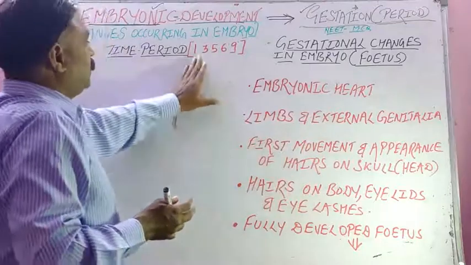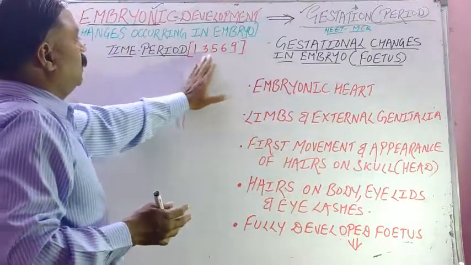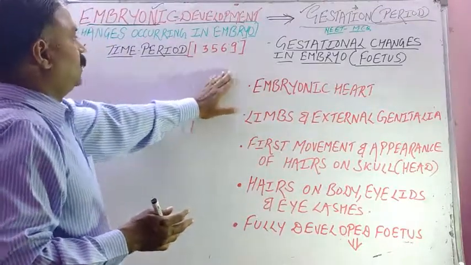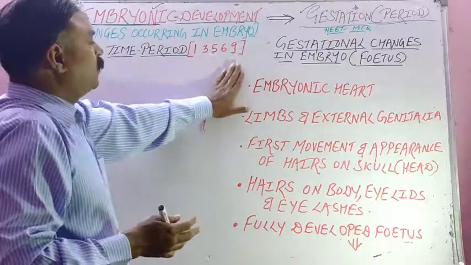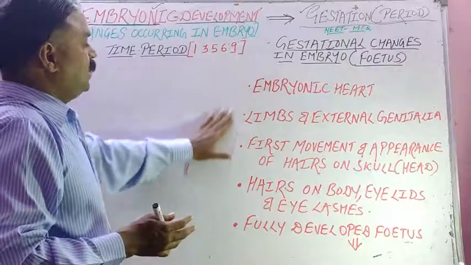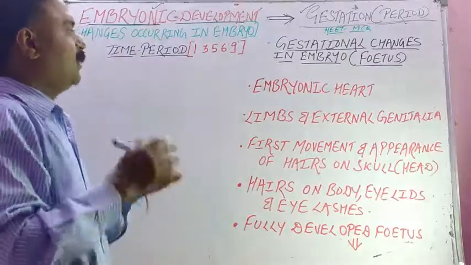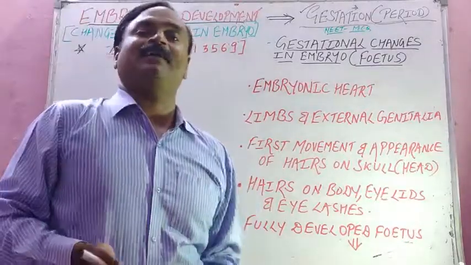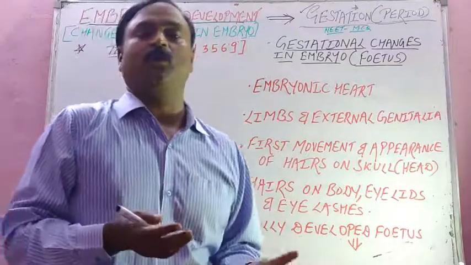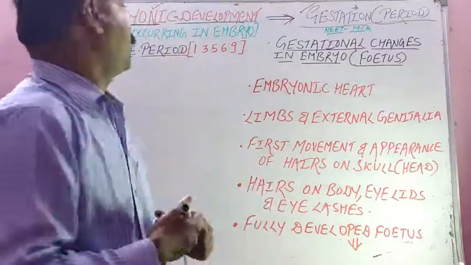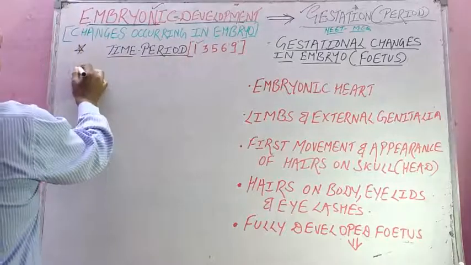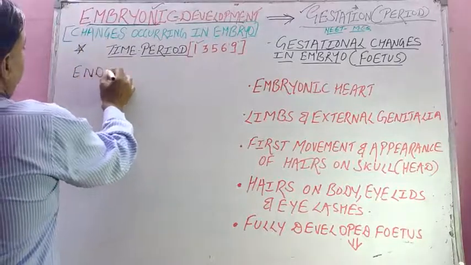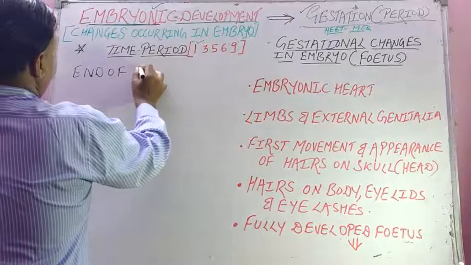So just remember this code digit, 1, 3, 5, 6, 9. This will help you to learn the changes occurring in the fetus or embryo during embryogenesis. Like time period, number one means end of first month.